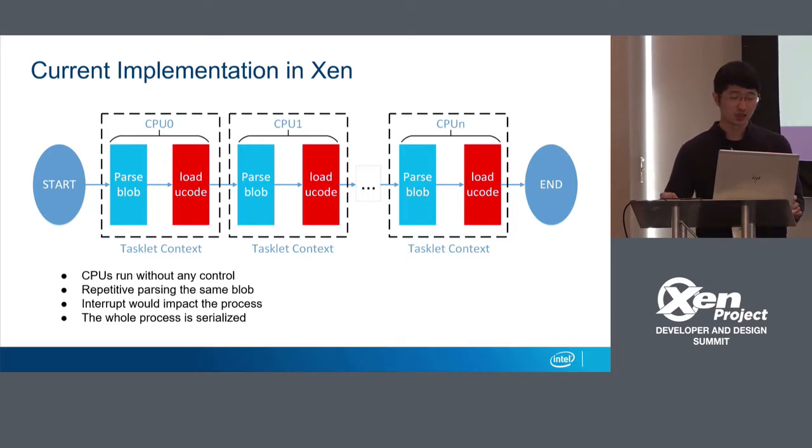And the third issue is that interrupts would impact the process. If, while the process is loading the microcode update, an interrupt arrives, it will go to another execution flow. And the next issue is that the whole process is serialized.